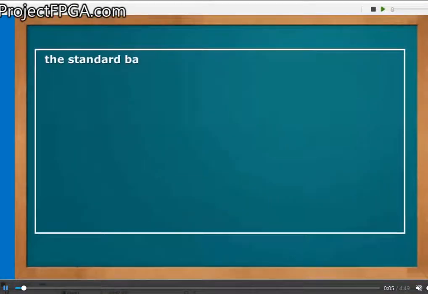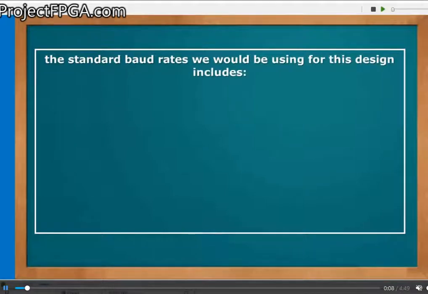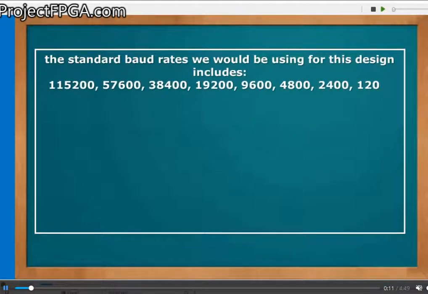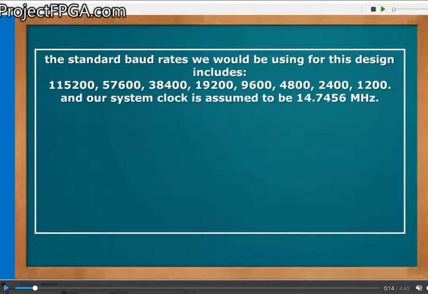The baud generator. The standard baud rates we'll be using for this design include 115200, 57600, 38400, 19200, 9600, 4800, 2400, 1200 bauds per second, and our system clock is assumed to be 14.7456 MHz.